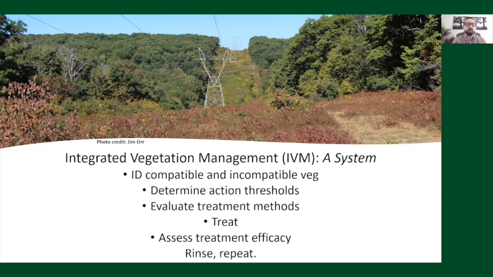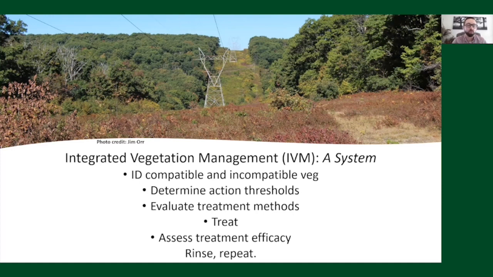They start with taking an inventory. We identify the compatible and incompatible vegetation growing on the lands we're managing. We determine our action thresholds. These are when conditions are bad enough that we do something about it. So maybe the plants are getting too tall, they're getting too close to our conductors, maybe our stem density is getting too high, and so on. We evaluate our treatment methods. So what do we do to correct these incompatible plants or to make things better once they get bad enough?